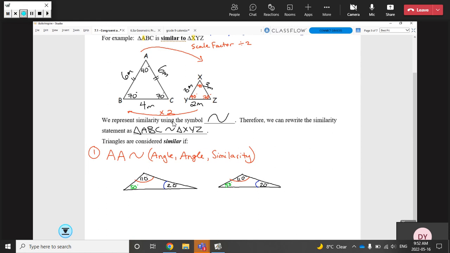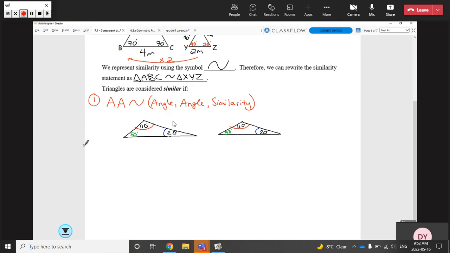Now there's one more weapon that we have, and it does come in super handy sometimes. It's called side-side-side similarity.